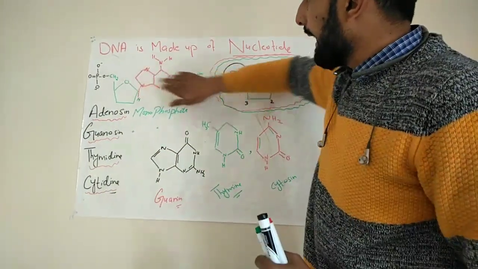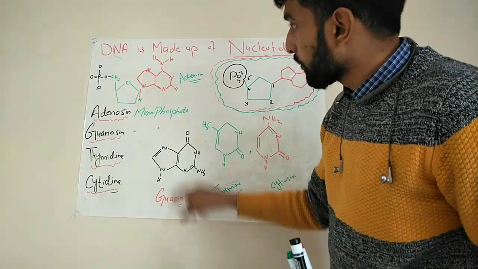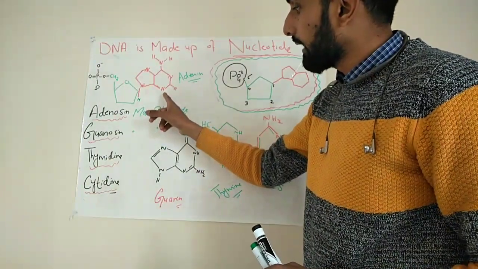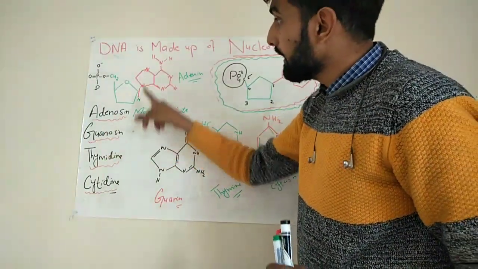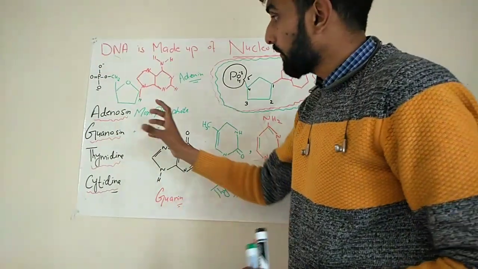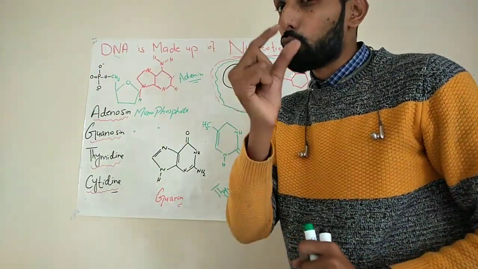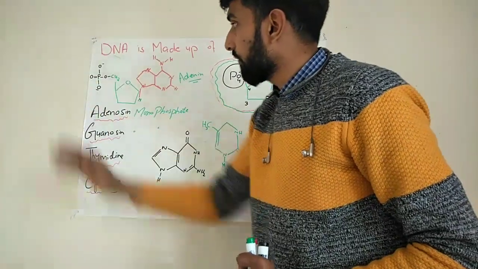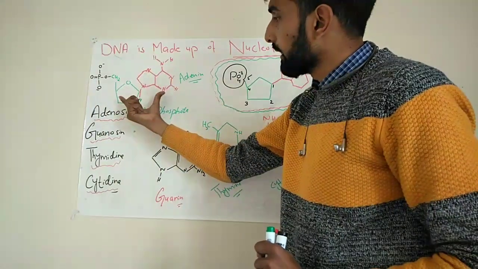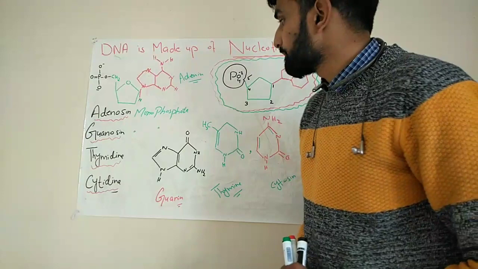Similarly, if the adenine base is replaced with the guanine base, now this will be called guanosine monophosphate. Guanosine monophosphate, that is the name of the nucleotide. And again, if we remove the phosphate, we simply call it guanosine, that will be a nucleoside.